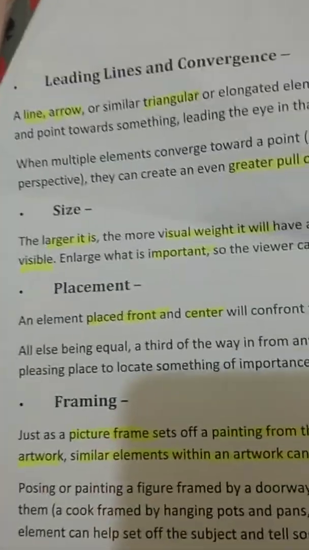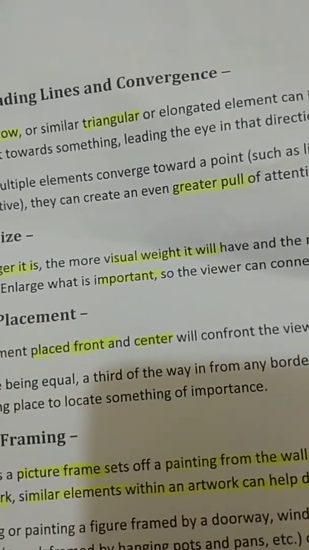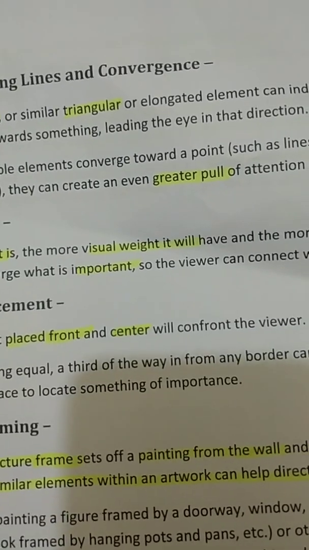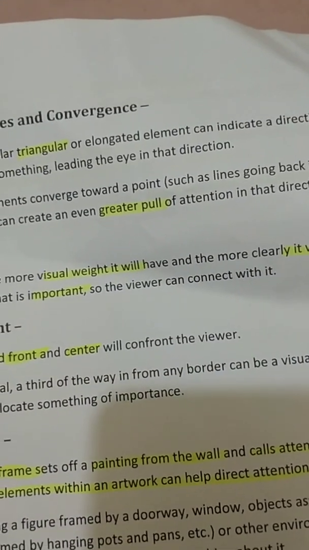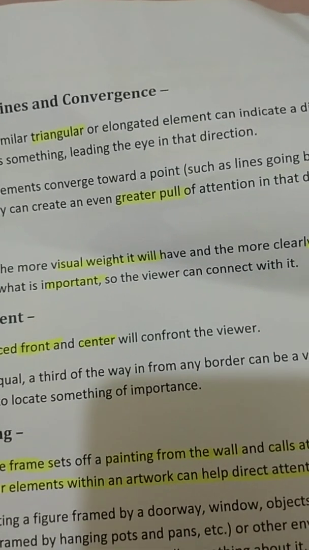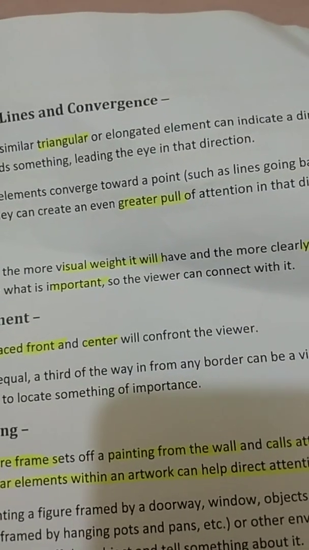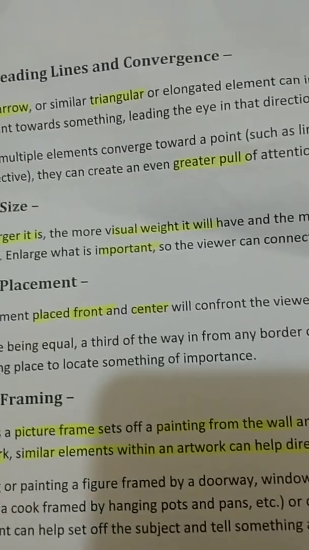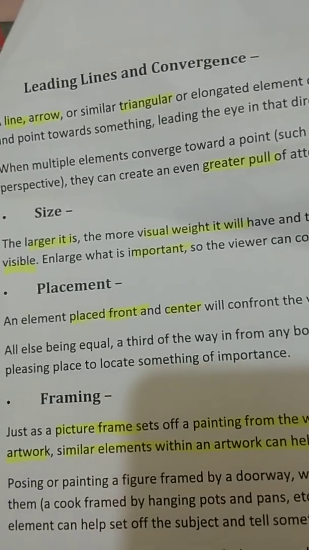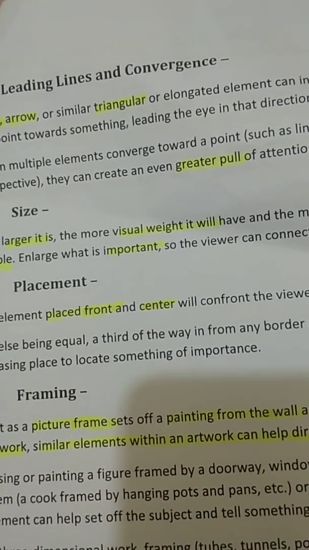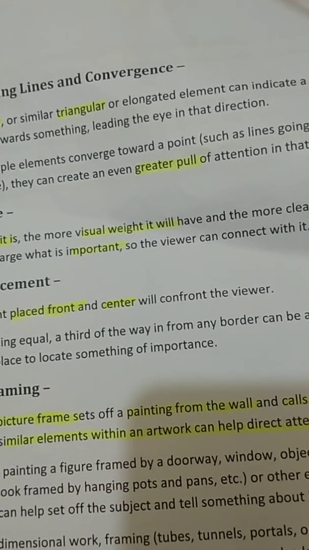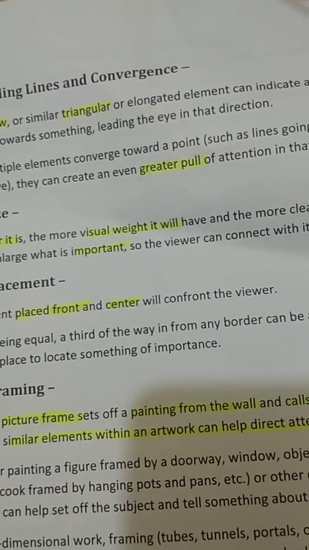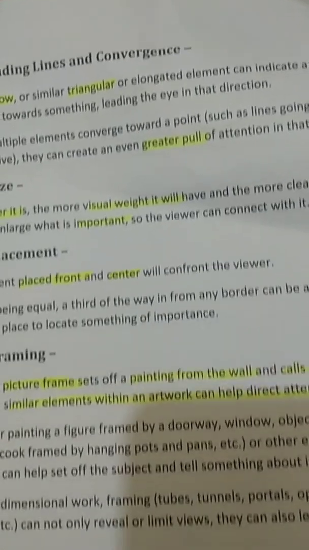We can also create emphasis through size. The larger it is, the more visual weight it will have and the more clearly it will be visible. Enlarge what is important so the viewer can connect with it. Placement: an element placed front and center will comfort the viewers, and all else being equal, a third of the way in from any border can be a visually pleasing place to locate something of importance.